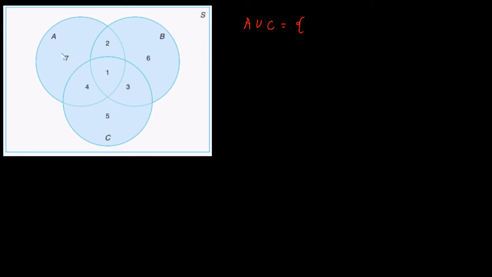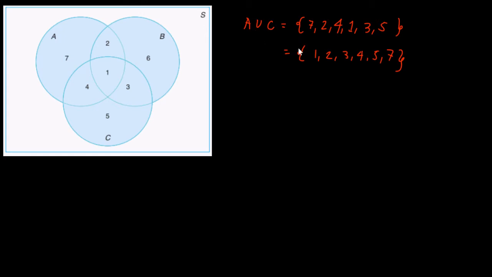In A, the regions included in event A are, let's start with 7, then we have 2, so this is still A, 4, and 1. Now for C, we also have 4, which is already repeated from A, then 1, 3, and 5. So this is now the union of A and C. If you write that in ascending order, you have 1, 2, 3, 4, 5, and 7. So that is the union of A and C.